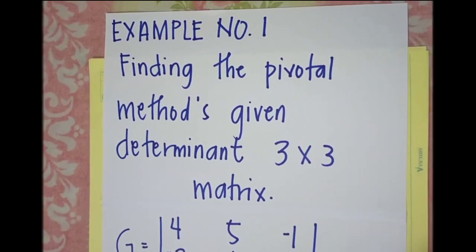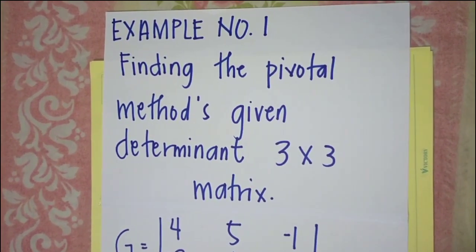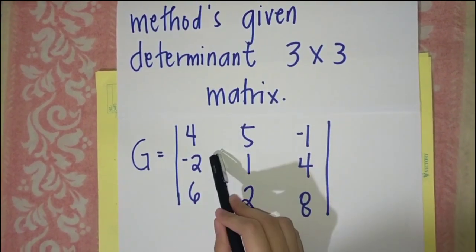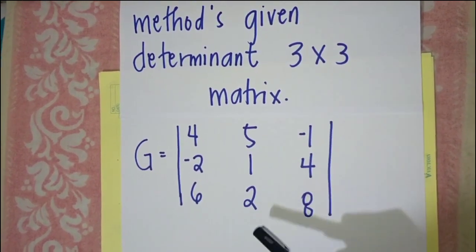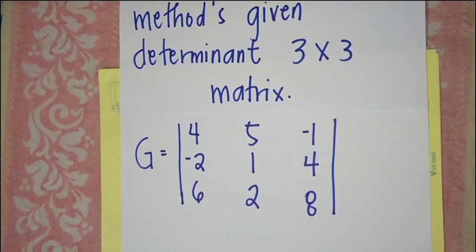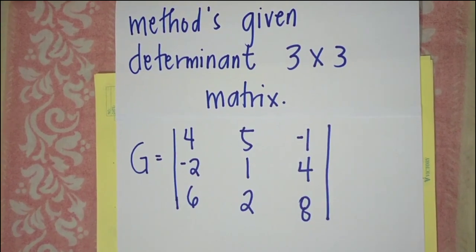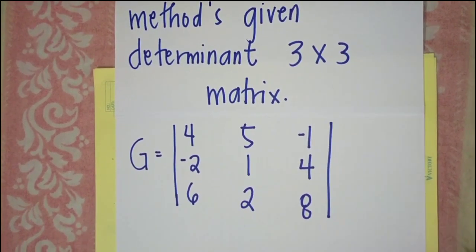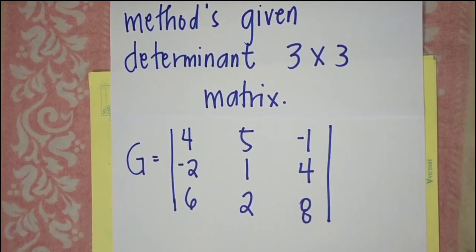Example number 1. Find the determinant of a given 3 by 3 matrix using the pivotal method. G equals 4, negative 2, 6; 5, 1, 2; negative 1, 4, and 8. First, we must locate the pivot, which is 1, in the middle of the matrix in row 2 and column 2. Step 2 is to cross out the pivotal row and column.